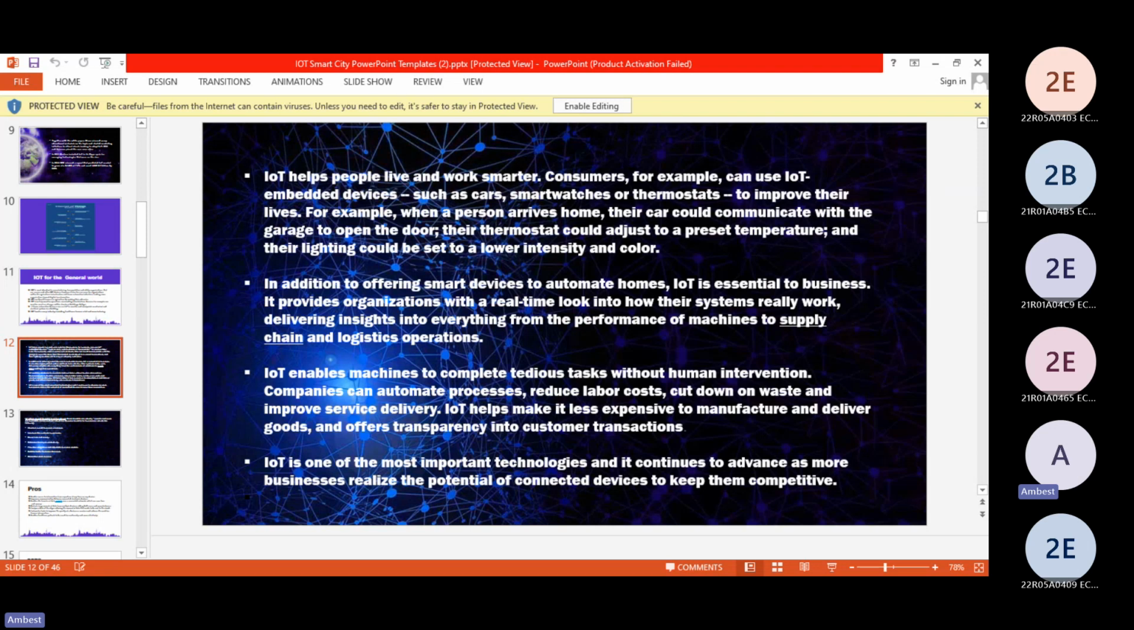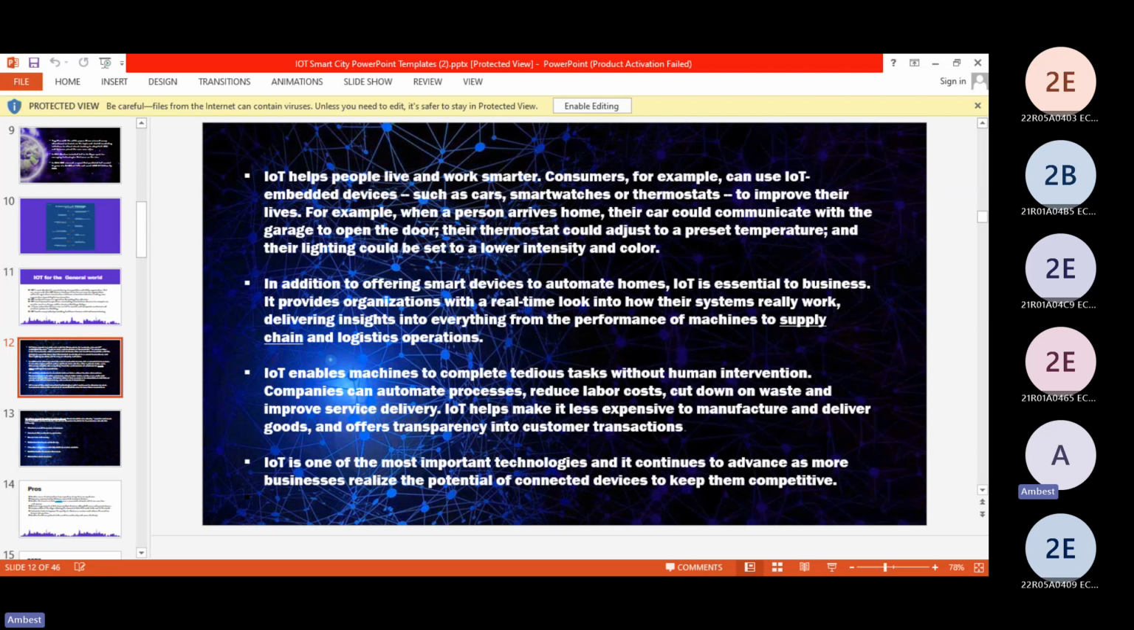Without human interaction, it can complete the task with software and connected digital sources, so the company benefits more. These companies can run these processes with the advantages of reducing labor cost, cutting down on waste, and improving service delivery. This helps make manufacturing less expensive, delivers the goods, and offers transparency into customer transactions.